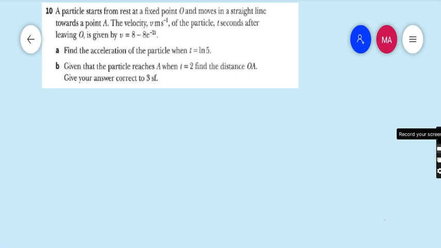Students, in the last lecture we did exercise 16.2 till question number 9. Today we will do the remaining two questions of this exercise, question number 10 and 11.